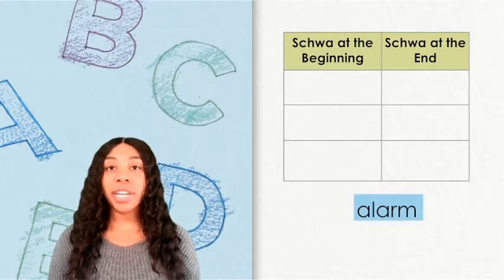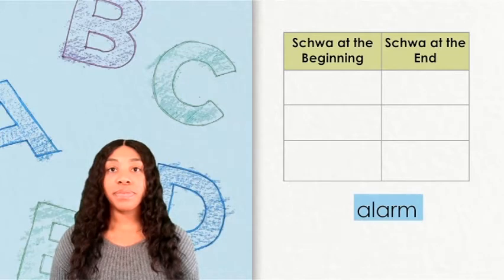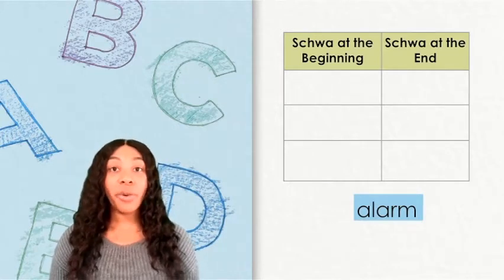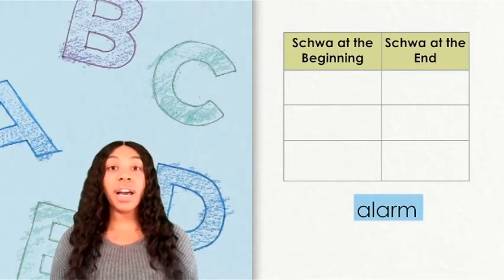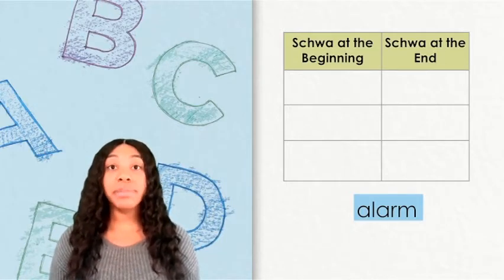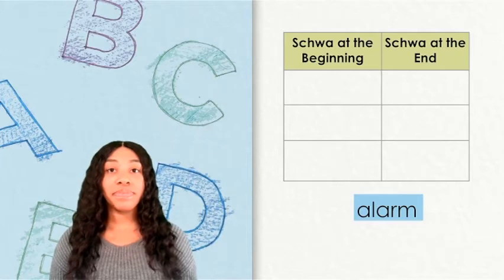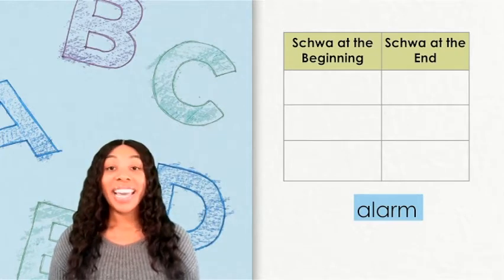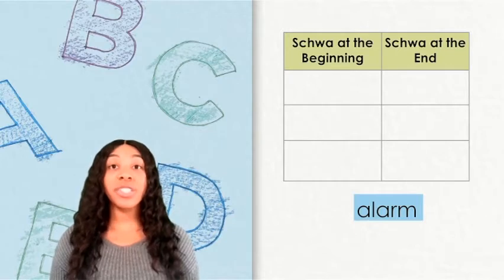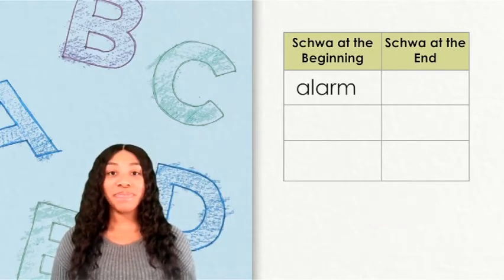Can you read this word? This word is alarm. Notice that this word begins with the schwa sound. So which column does this word belong in? If you said it belongs in the schwa at the beginning column, you are correct.